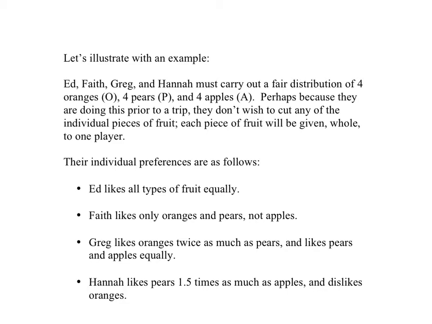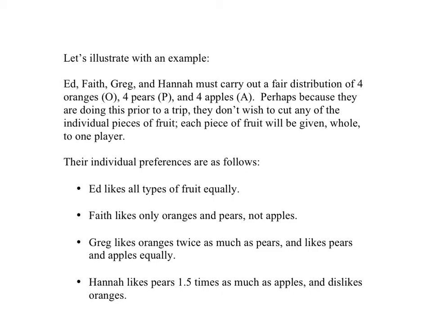So our four characters are going to be Ed, Faith, Greg, and Hannah, and they have to carry out a fair distribution of the following items: 4 oranges, 4 pears, and 4 apples. Now, are these really discrete items? Perhaps they're doing this prior to a trip. They don't wish to cut any of the individual pieces of fruit, so each piece of fruit will be given whole to one player. That means that this is a job for a fair distribution method rather than a fair division method. So their individual preferences are as follows.